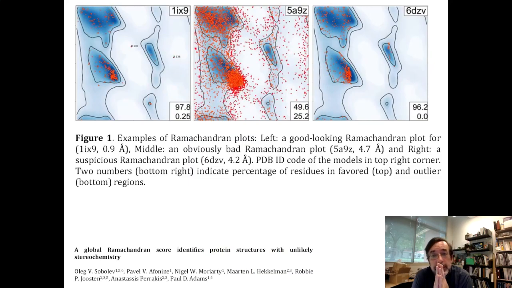Here are examples of good-looking and bad-looking Ramachandran plots so that you can know if you're looking at one. The one on the left looks good. You see it's all in the allowed areas, and it's even mostly in the favored areas. There is one that comes from the suspicious one. You see how it's a majority in the right areas, but there's a lot of things outside that area. That is most likely a mistake in the building of the protein model.